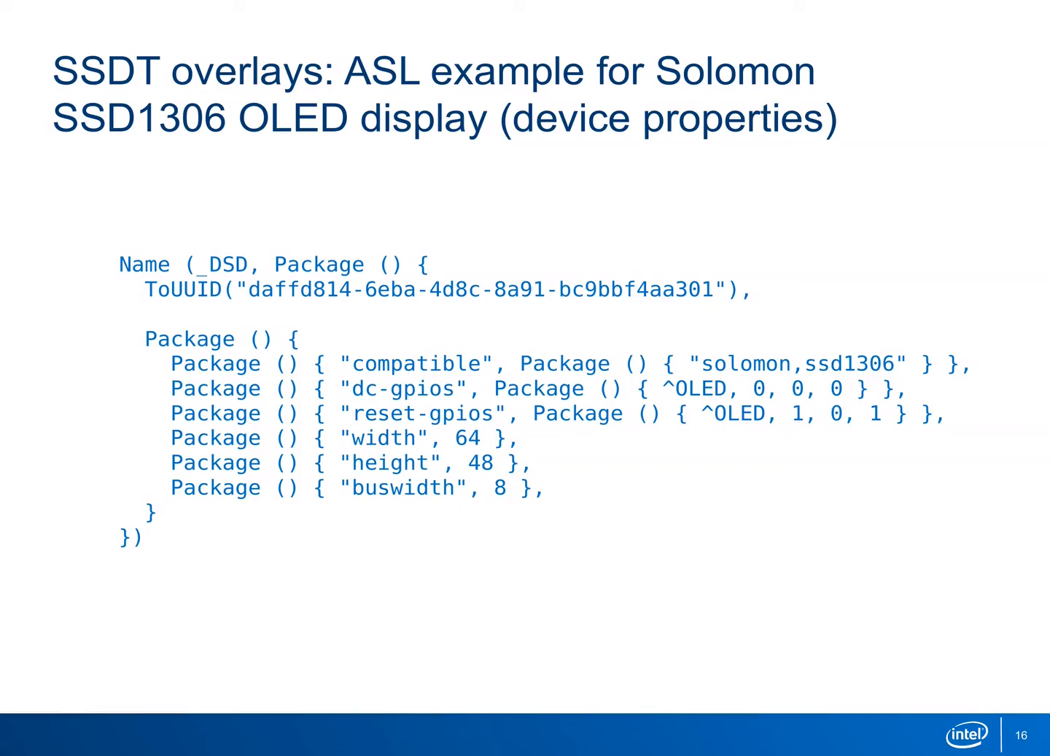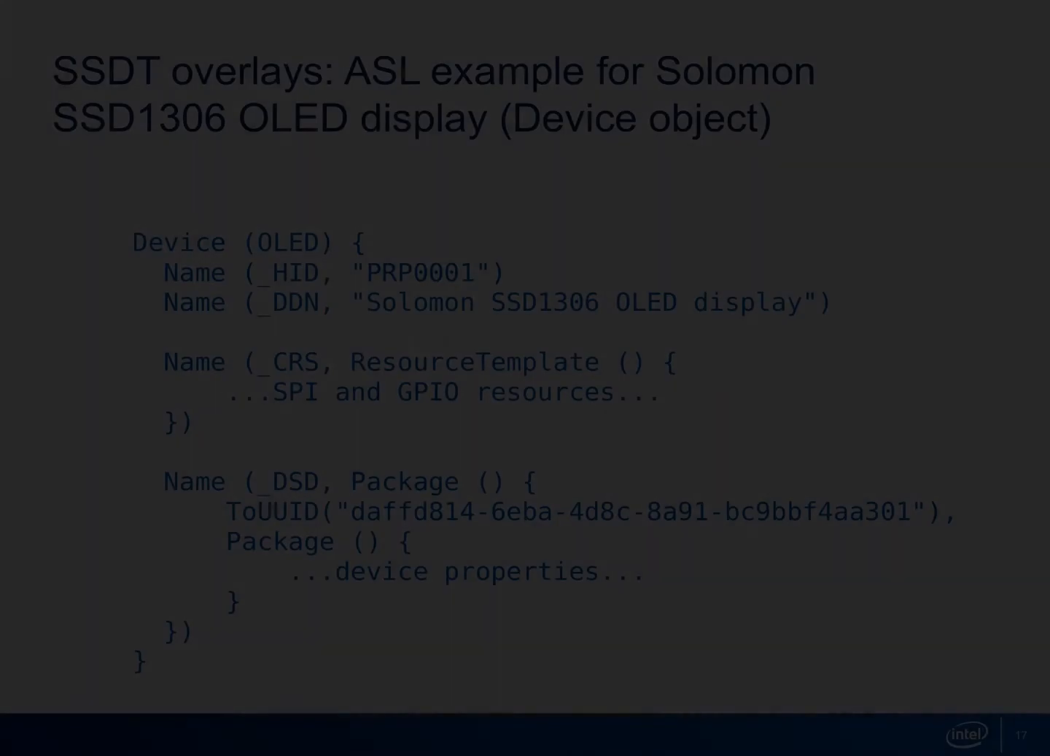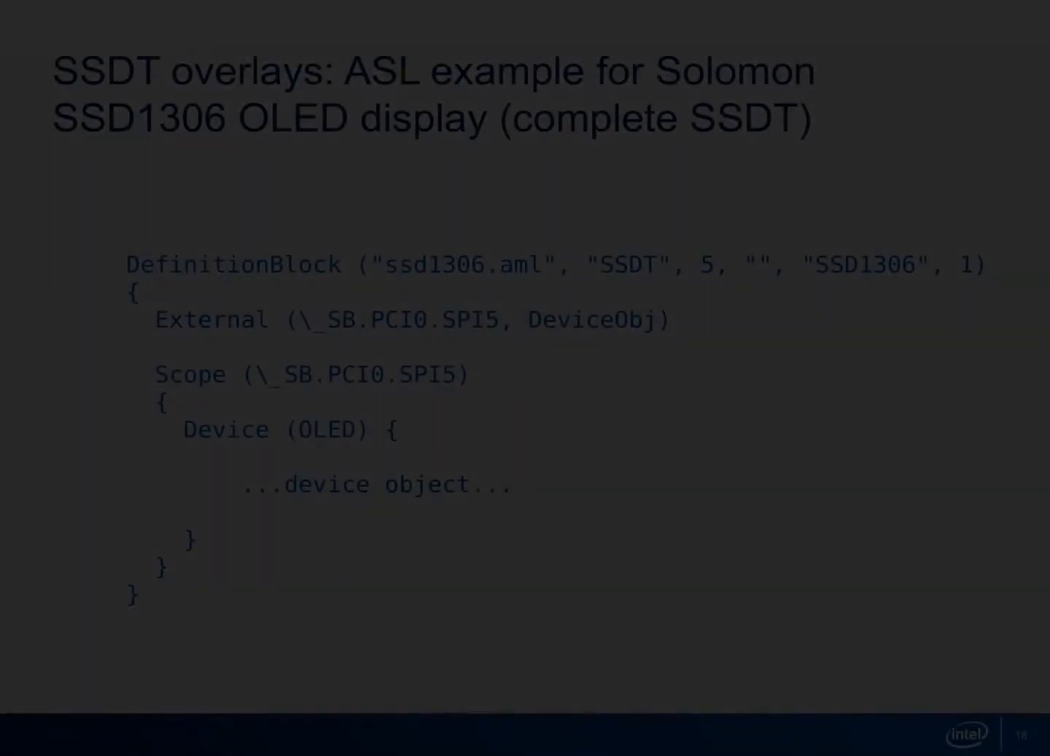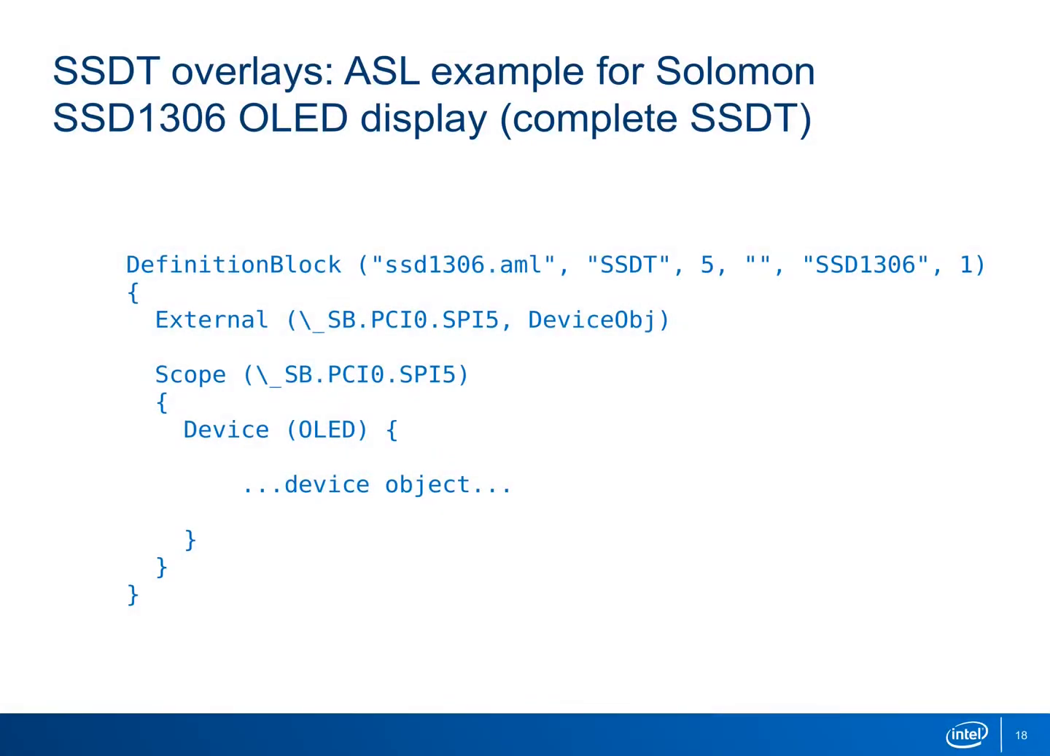Note there is no dedicated ACPI ID for this device. Screen dimensions and bus width for the driver have to be added. All pieces together may be unified into a device object. Note that the special ACPI ID PRP0001 tells the Linux kernel to use the compatibility string. The last part is to wrap the device object by a definition block, which will represent a complete SSDT.